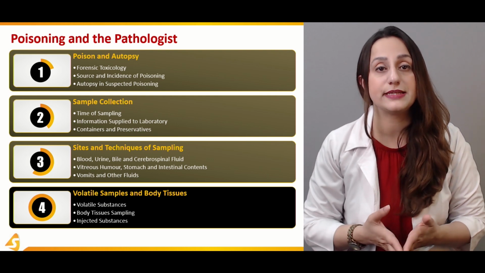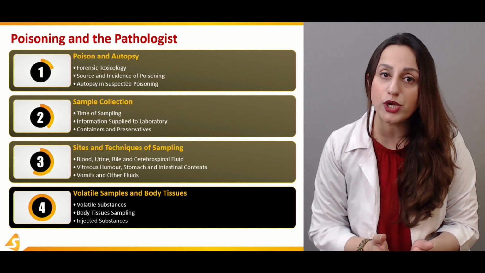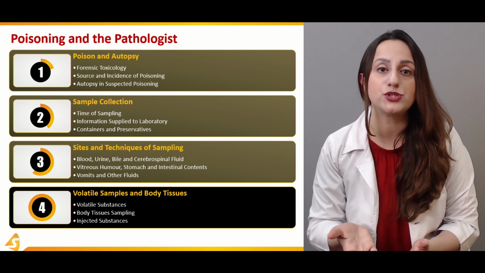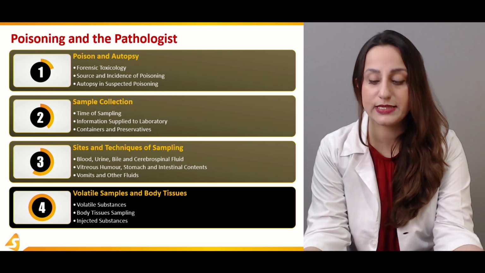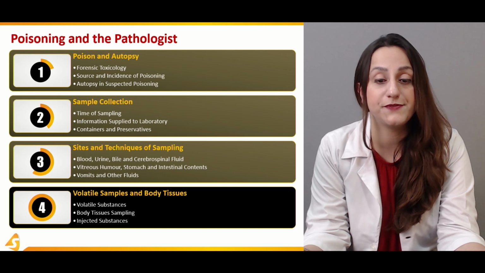And then the injected substances. If the poison was injected in some of the cases, how are we going to detect it? What kind of samples are we going to take and how are we going to investigate such a case? They're also discussed over here in this fourth and final section.